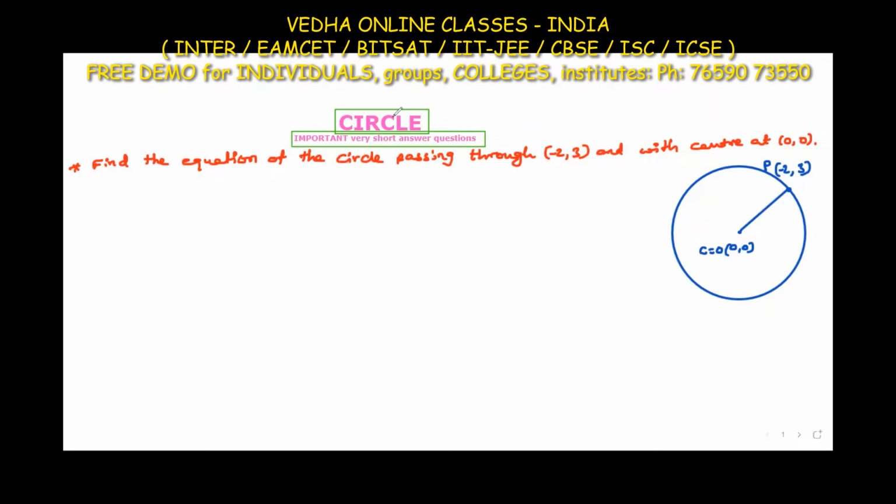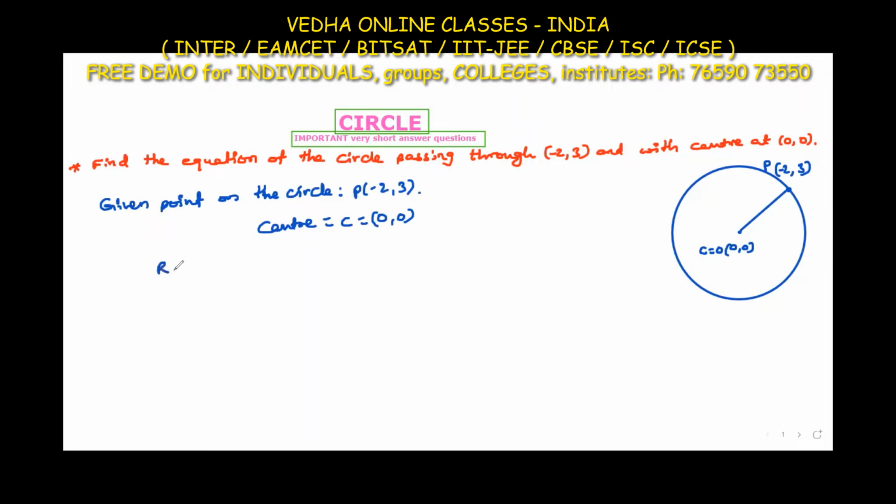If we take center C is equal to origin 0 comma 0, this CP distance is equal to radius. So first, whatever is given, we write that first. Given point on the circle is -2 comma 3, P point is -2 comma 3, and center C is the origin 0 comma 0. Now I am finding the distance CP.